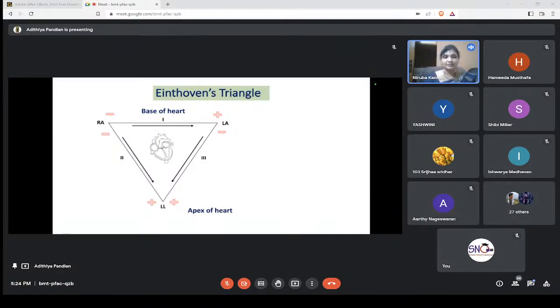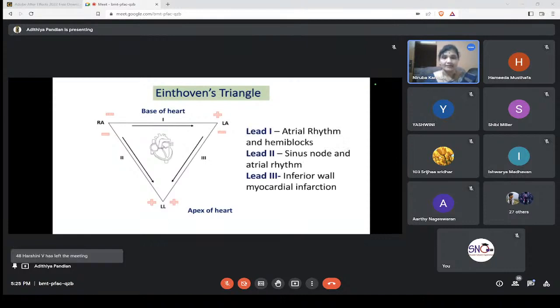They'll say lead 2 is between your right arm and left leg. So it is anti-clockwise. The leads are 1, 2, and 3. The next slide, please. Okay, lead 1. We can move on to the next.